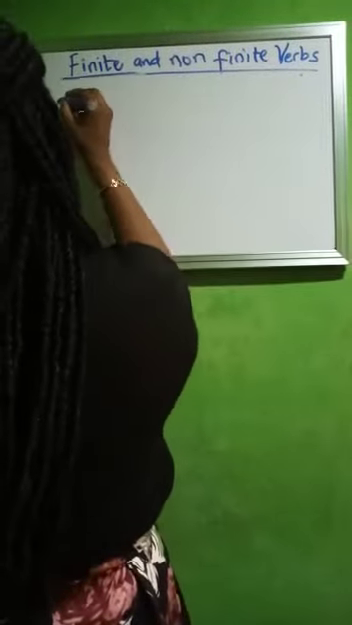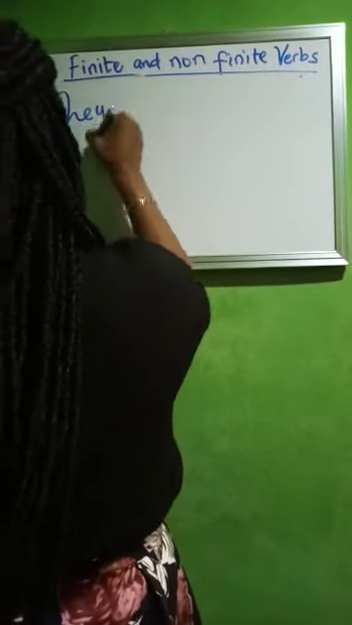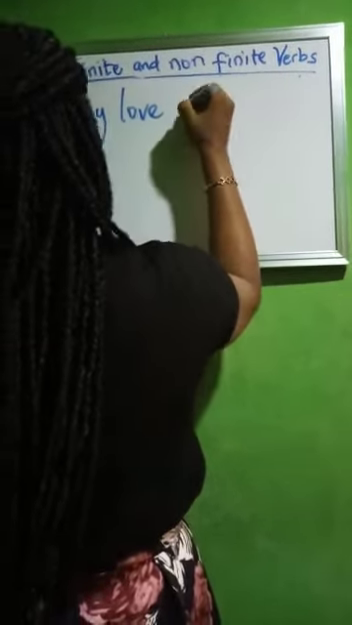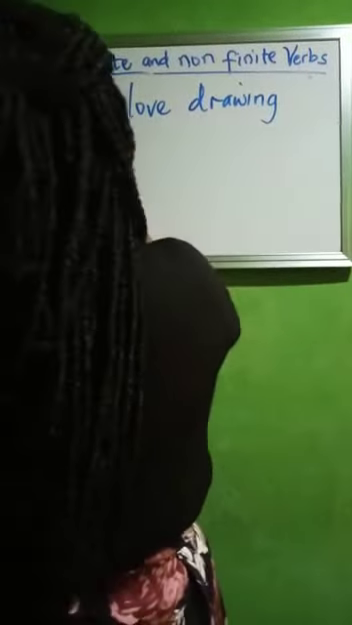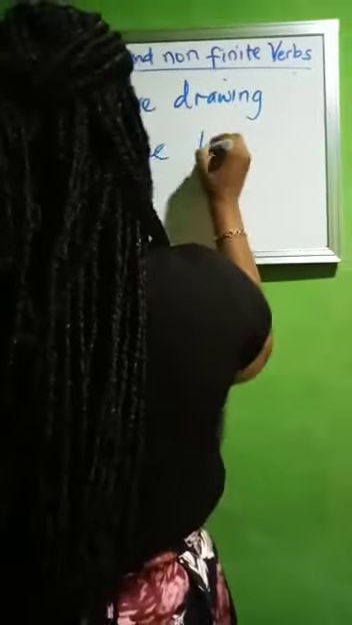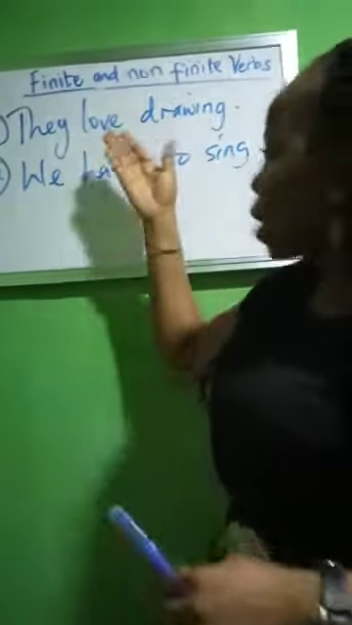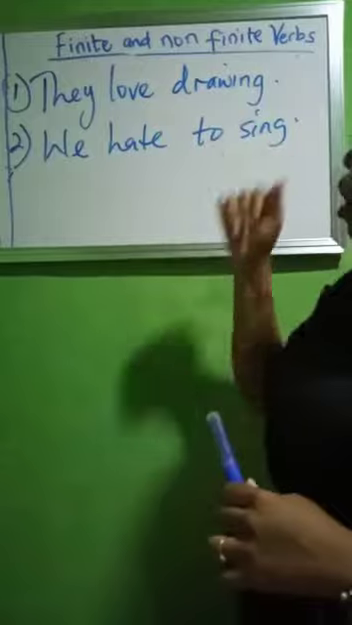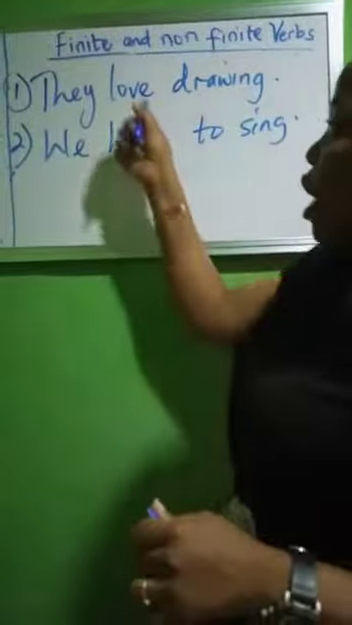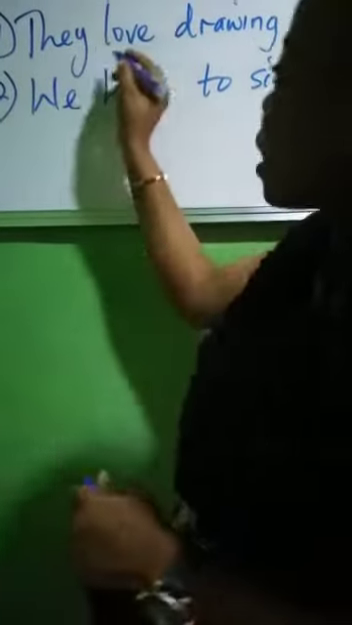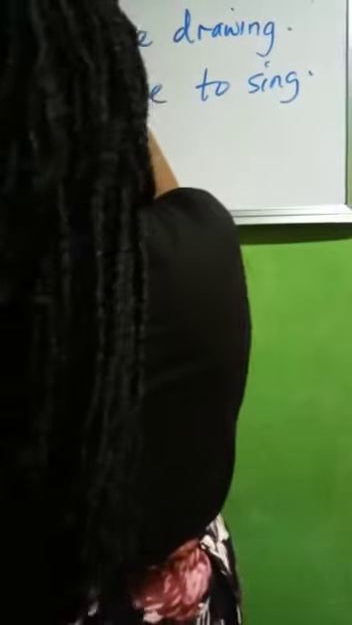So let me give examples. They love drawing. We hate to sing. So let's look at these two examples. For example one, there's a finite verb in it and there's a non-finite verb. So if you remember the rules of finite verb, it has to be able to change with the subject. So if the subject is changing to singular, like she, then it will be loves drawing.